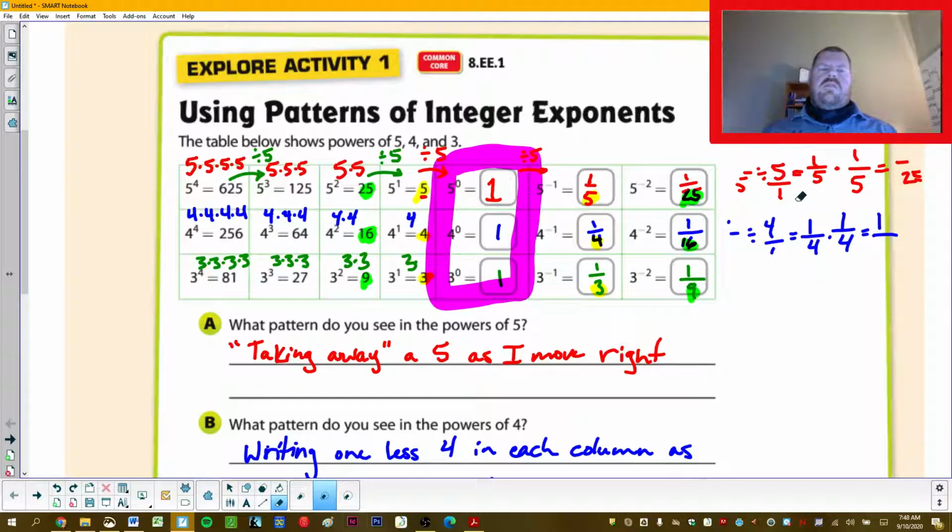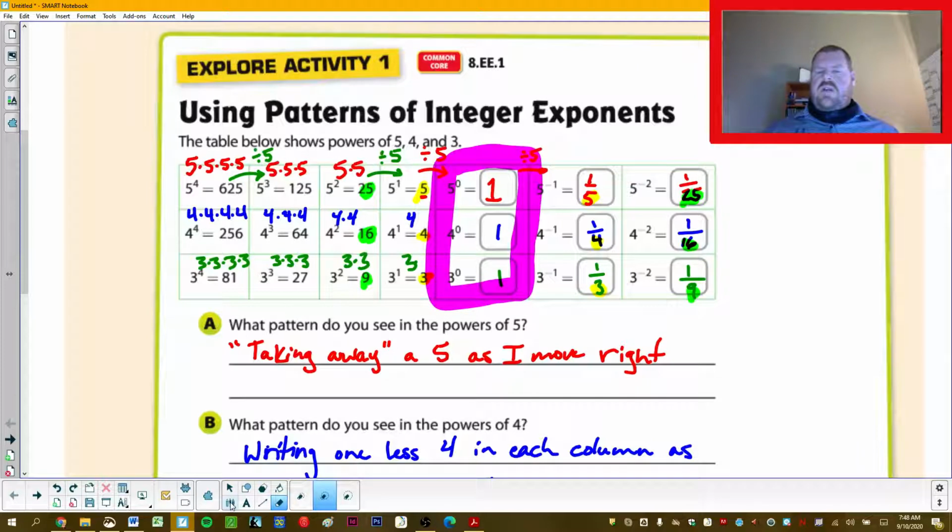Let me just give myself a little bit of room. I could rewrite each one of these in a very special way. 25 is 5 to the 2nd power, so this would turn into 1 over 5 to the 2nd power. 16 is 4 to the 2nd power, so this is 1 over 4 to the 2nd power. And 9 is 3 to the 2nd power, so this is 1 over 3 to the 2nd power.